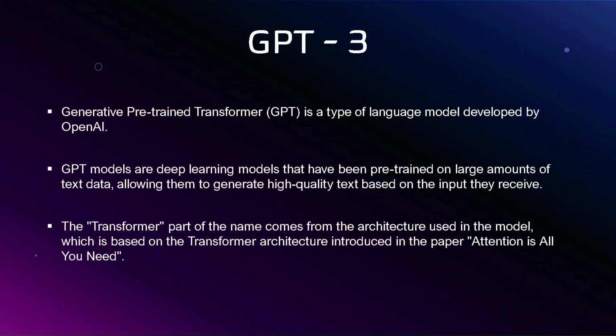So these are basically called generative because they are designed to generate text rather than classifying or predicting a label for text. Then the part transformer comes. So what is this transformer part? This name comes from the architecture which is being used in the model, which is based on the transformer architecture introduced in the paper "Attention Is All You Need". The transformer architecture is well suited to natural language processing tasks and has proven to be highly effective for tasks such as language generation and machine translation. And that is the reason why OpenAI is using GPT-3 as a language model.